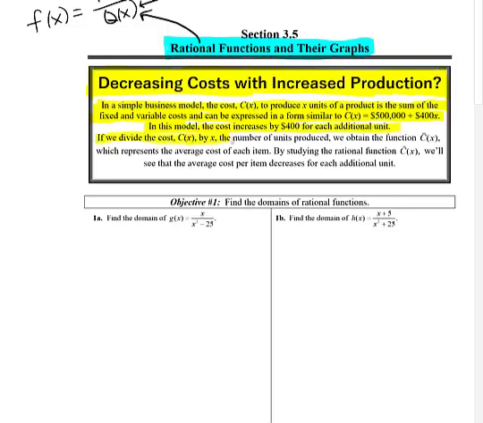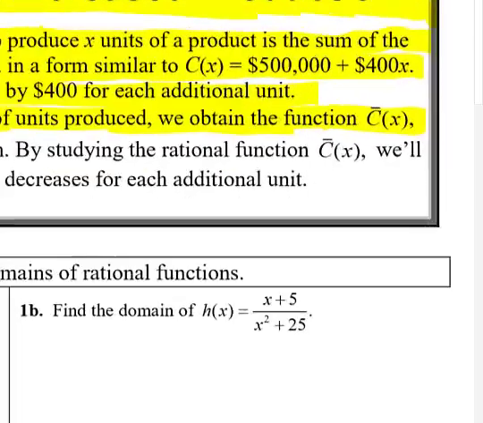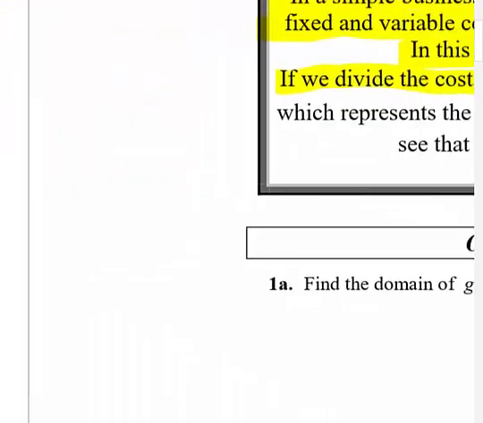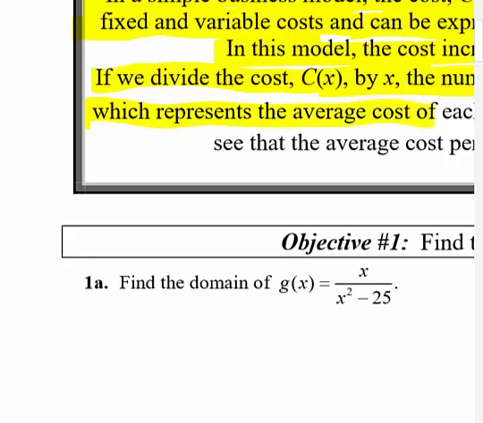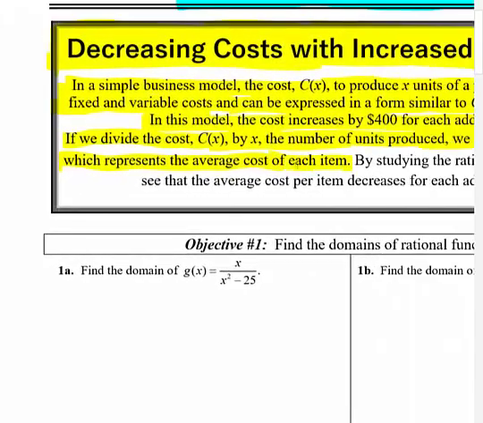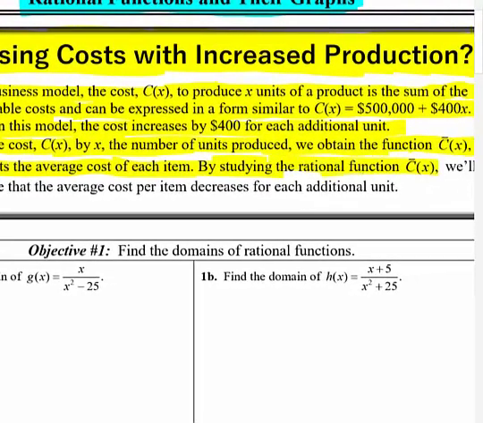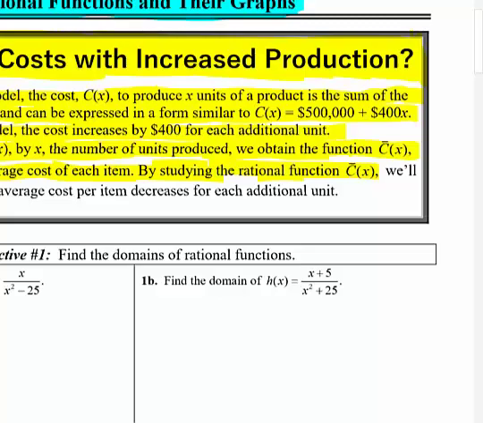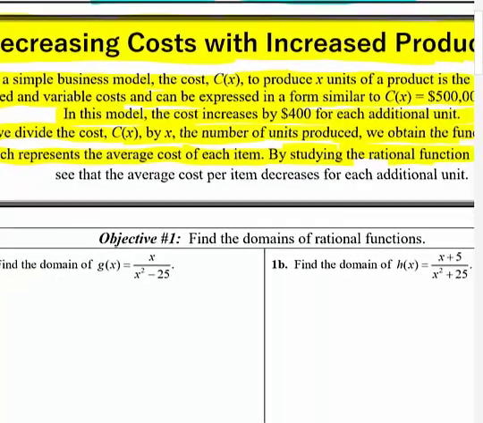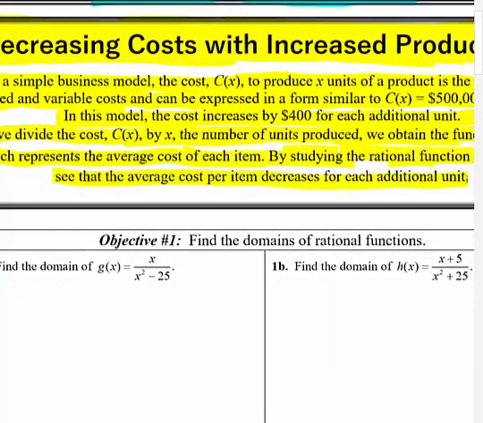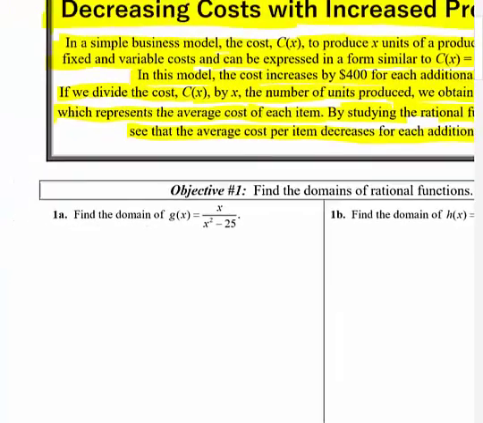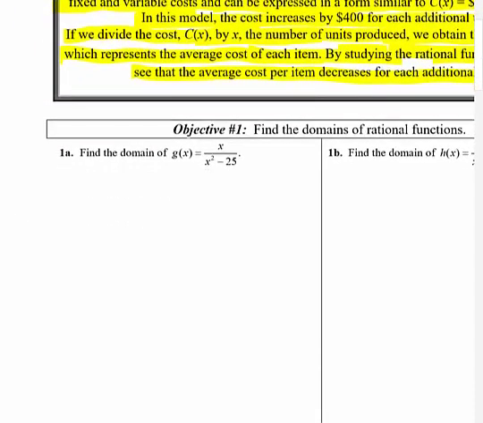If we divide the cost c of x by x, the number of units produced, then we obtain the function c bar of x, because it's got a little bar over it. I don't know if you can see that very well. It represents the average cost of each item. By studying the rational function c bar of x, we will see that the average cost per item decreases for each additional unit. Like we said, that makes sense instinctually if you know anything about business.